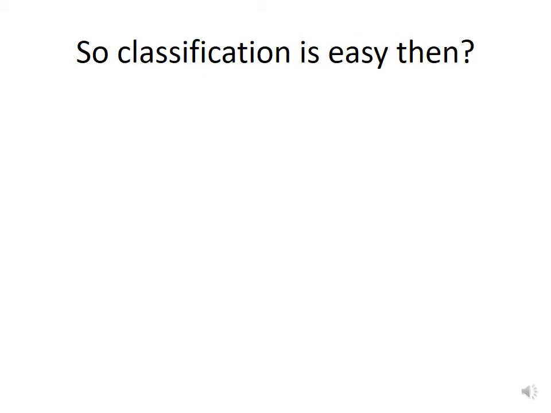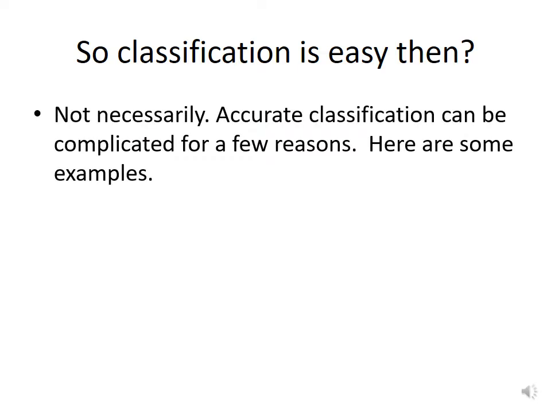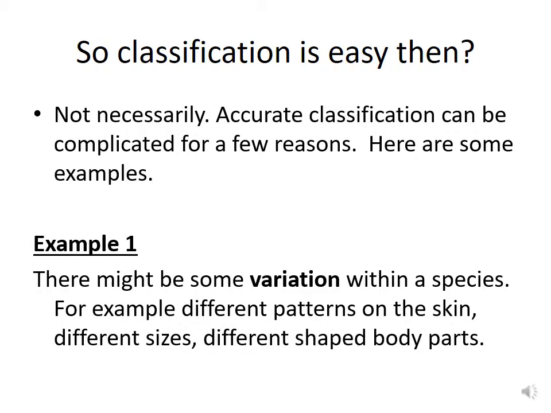So, would you say that classification is easy then? Well, no, not necessarily. Accurate classification can become complicated for a few reasons. Here are some examples. In the first example, within a single species, there might be some variation within that species. For example, different patterns on the skin, different sizes, or different shaped body parts.